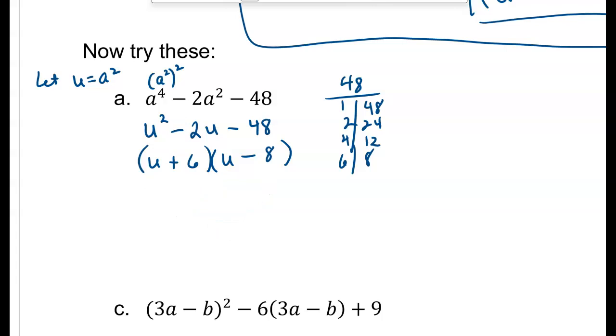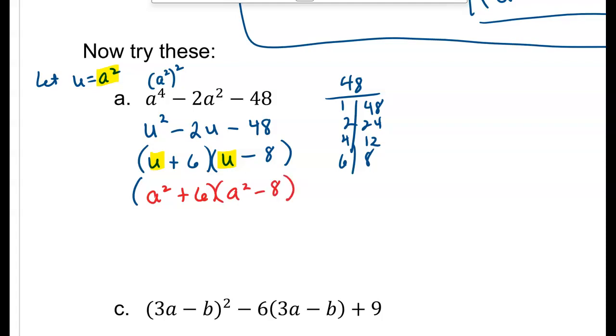Now what do we have to do? Because if you stop here, I'm going to have to count it wrong. We have to put it back in. So now we plug in and substitute in our a squared. So when we do that, we go a squared plus 6 times the quantity a squared minus 8.